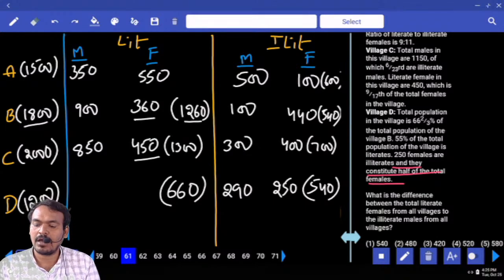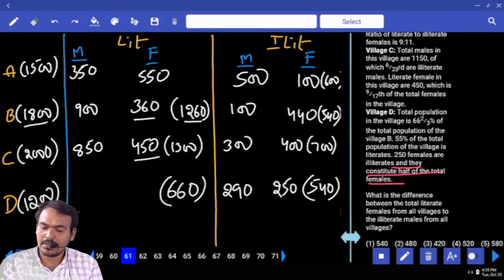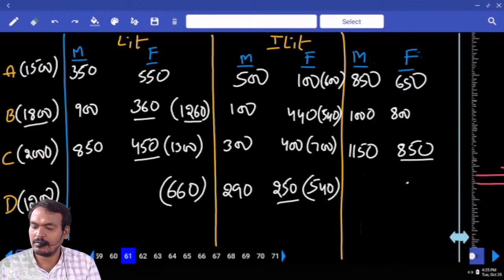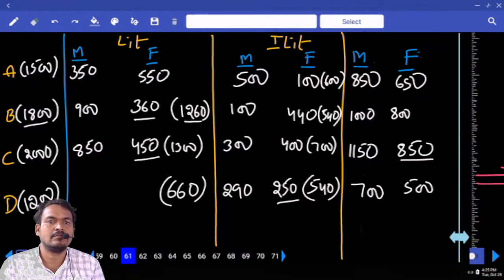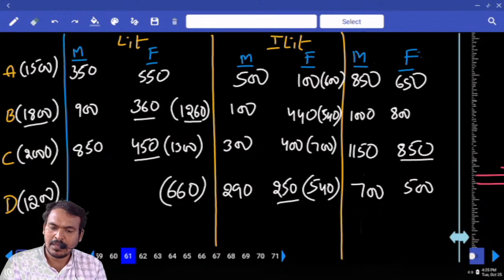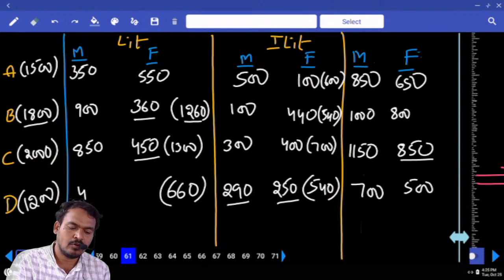Next. And one more, and they constitute half of the total females. Means 250 is the half of the total females or not? 250 half value means full value 500. Females are 500 means males are 700 or not? Yes or no? Next, 700 males. Out of 700, illiterate males 290. Remaining 410 or not?